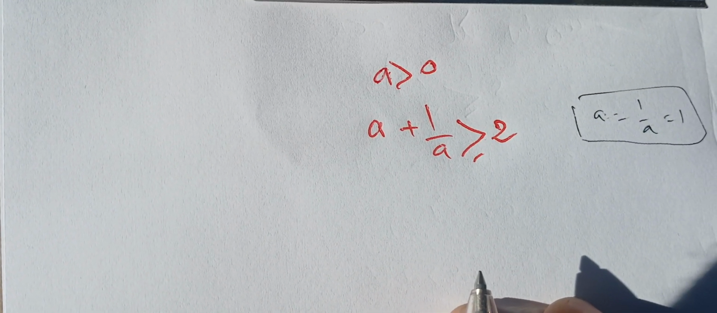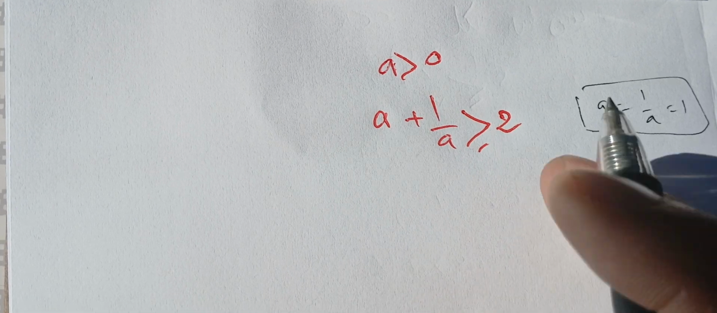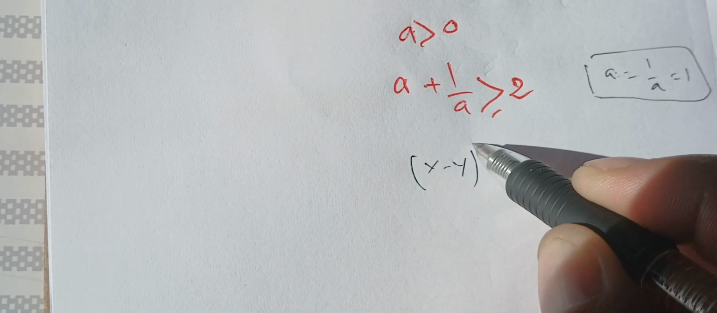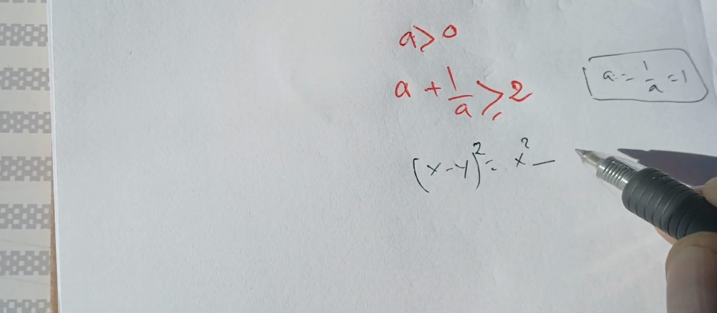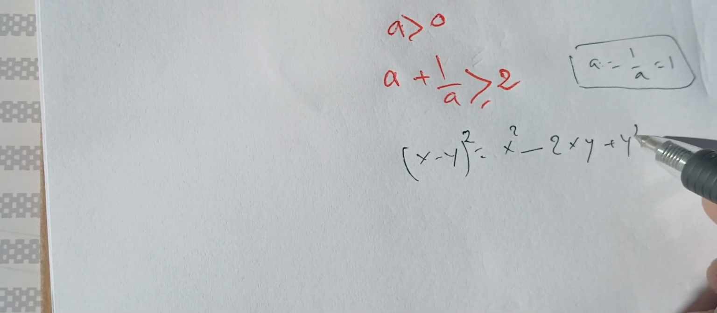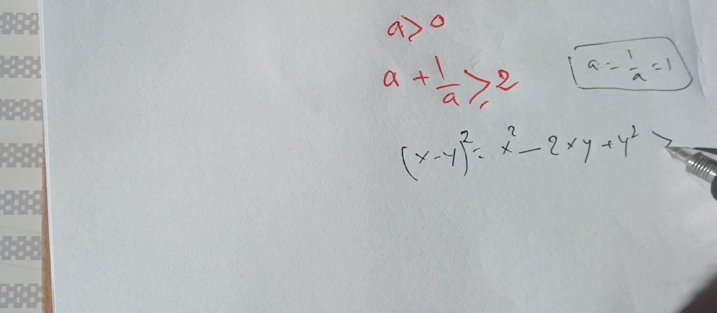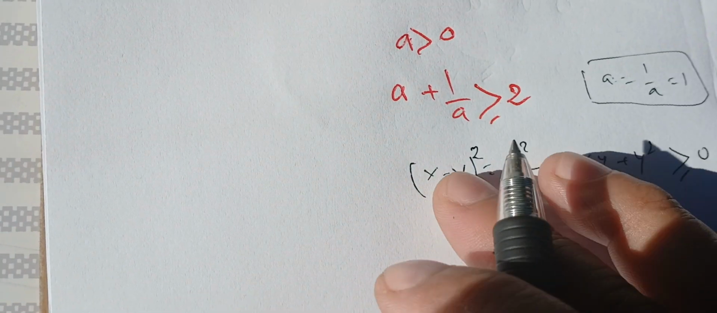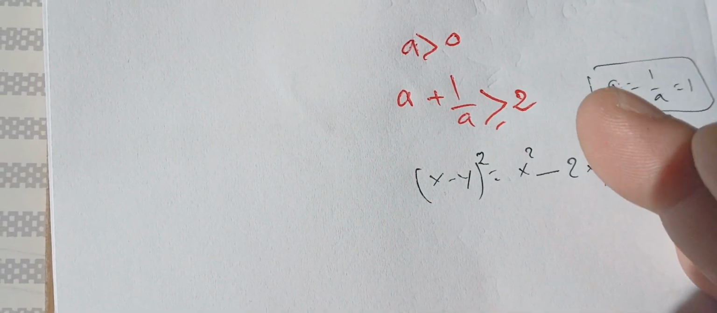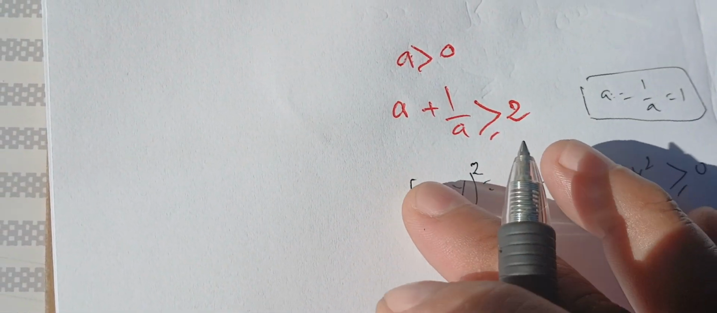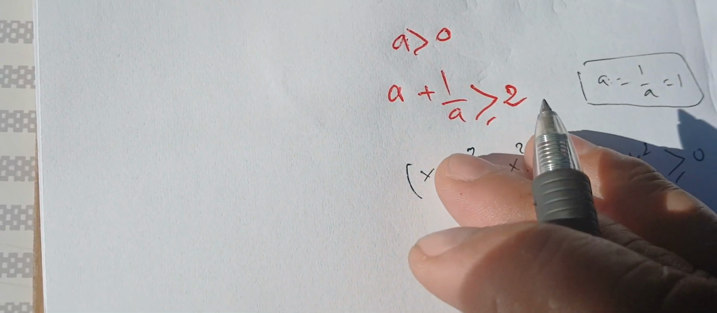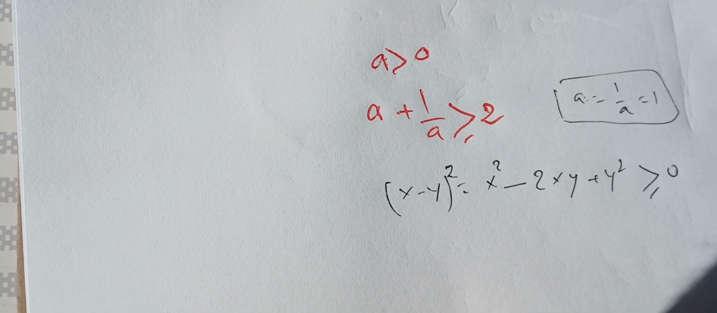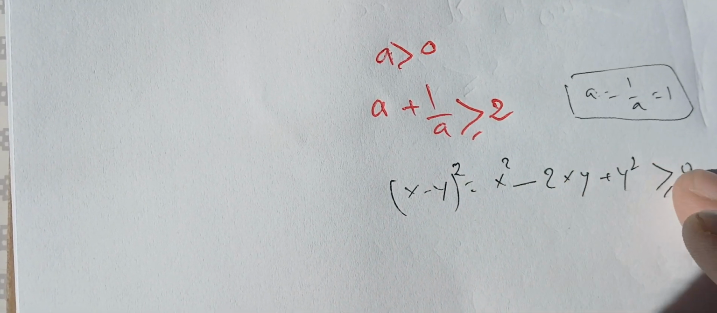The key is that we know from algebra that given any x and y, we have (x minus y) squared is x squared minus 2xy plus y squared. And this is greater or equal than 0 because it's the square of a number, the difference of x and y. Think of x minus y as a number, and it's squared, and therefore it's bigger or equal than 0. So here we can use this fact.